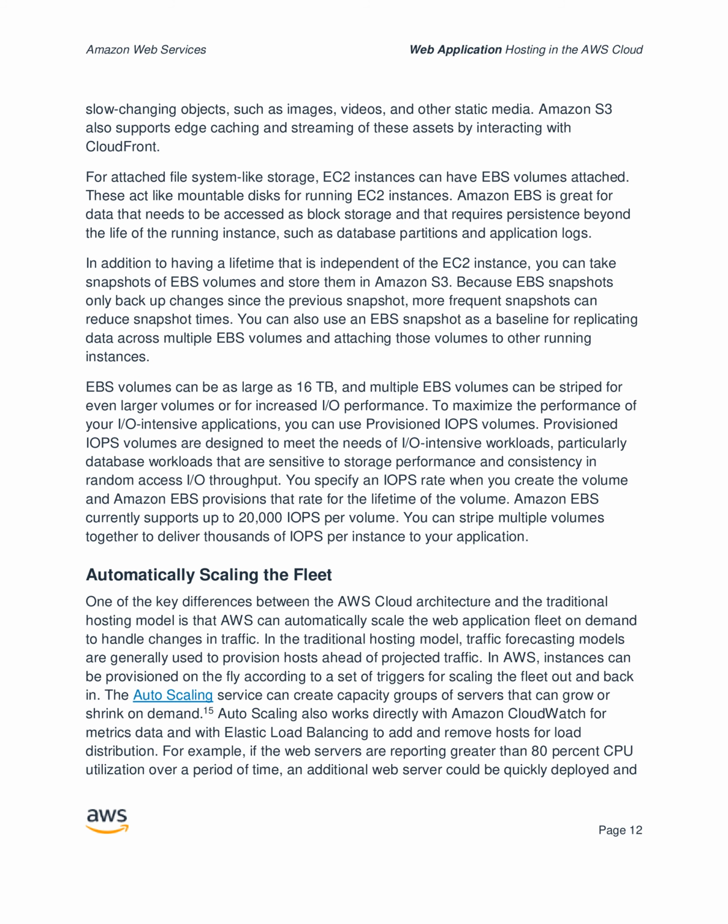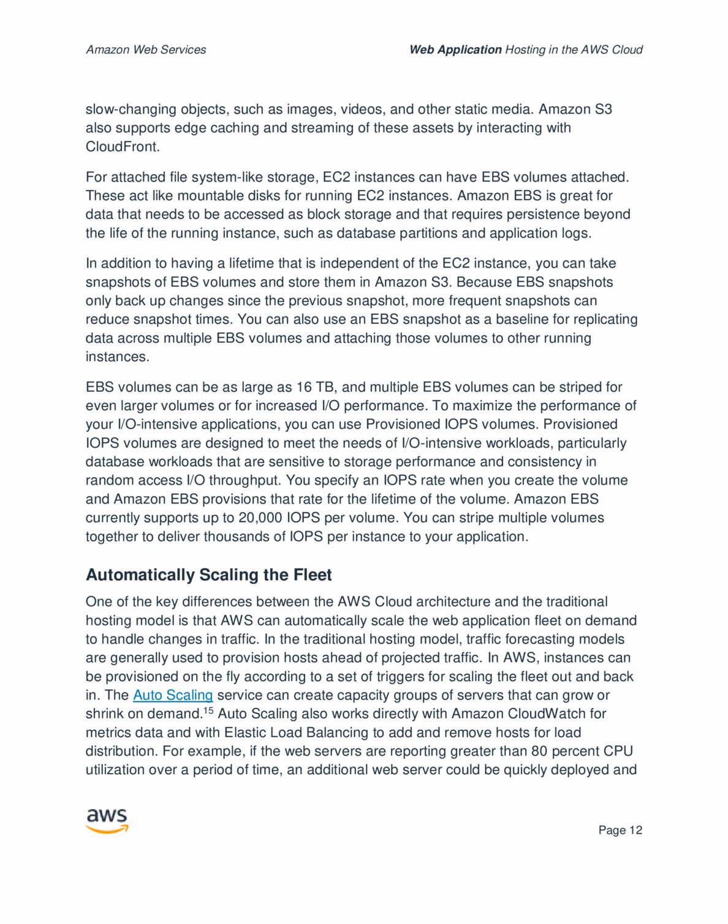You can stripe multiple volumes together to deliver thousands of IOPS per instance to your application. Automatically scaling the fleet. One of the key differences between the AWS cloud architecture and the traditional hosting model is that AWS can automatically scale the web application fleet on demand to handle changes in traffic. In the traditional hosting model, traffic forecasting models are generally used to provision hosts ahead of projected traffic. In AWS, instances can be provisioned on the fly according to a set of triggers for scaling the fleet out and back in. The auto-scaling service can create capacity groups of servers that can grow or shrink on demand.